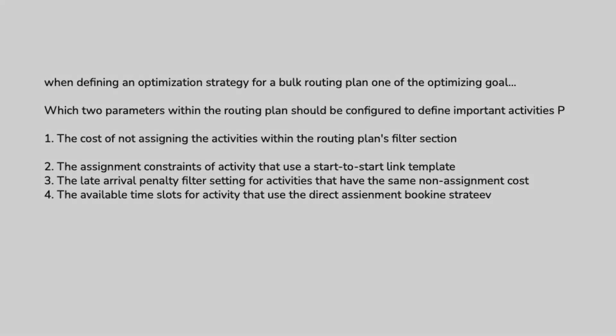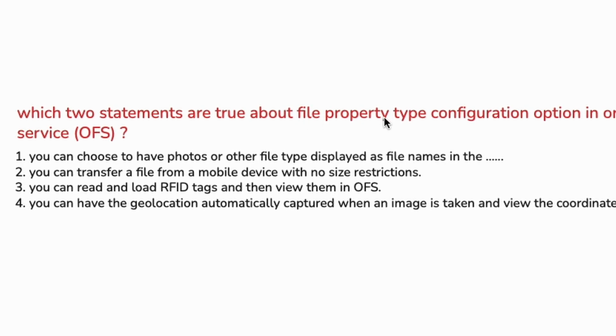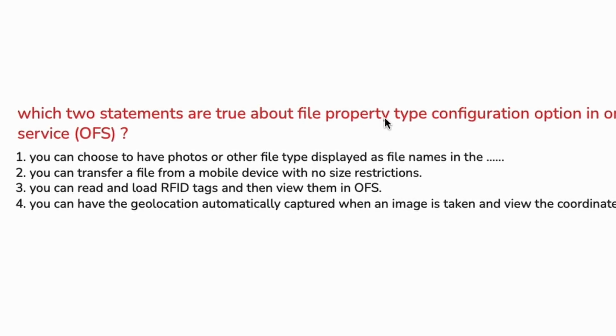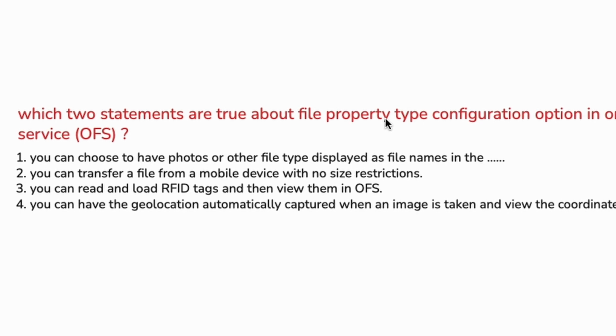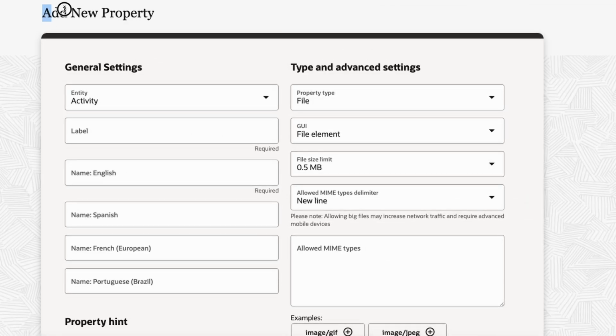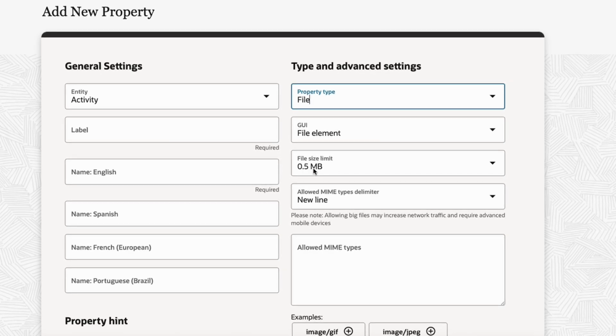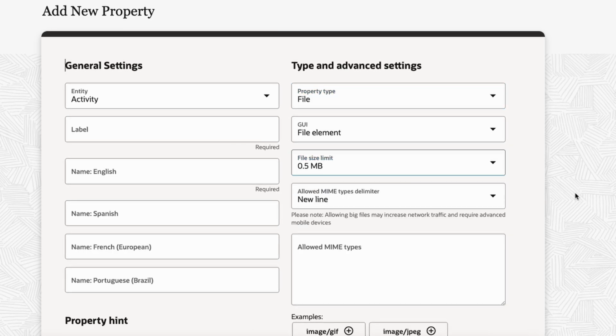Correct answer. The question is related to file property. When we create a new property, we can select type as a file. It has a few limitations. So let me show you in Oracle Field Service. Here you can see I have created a new property, activity, and I have selected file. So we have to provide the file size limit. I mean that there is a restriction, maximum 5 MB.